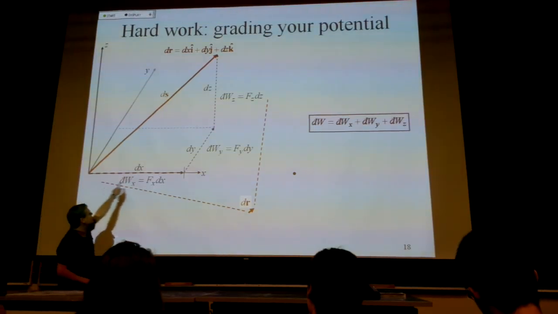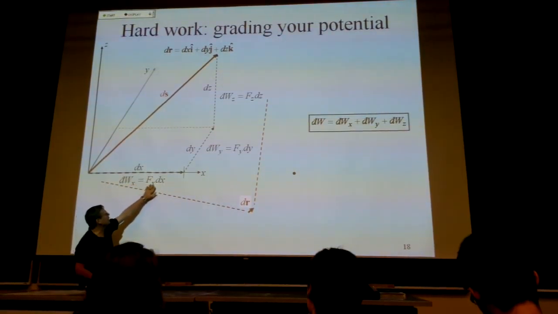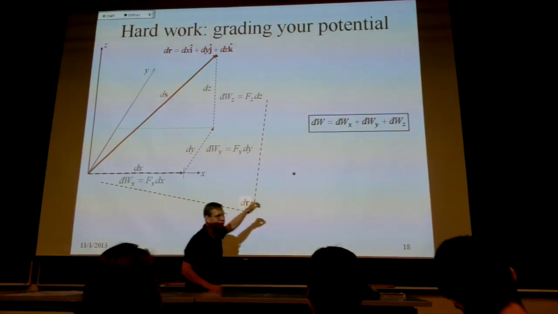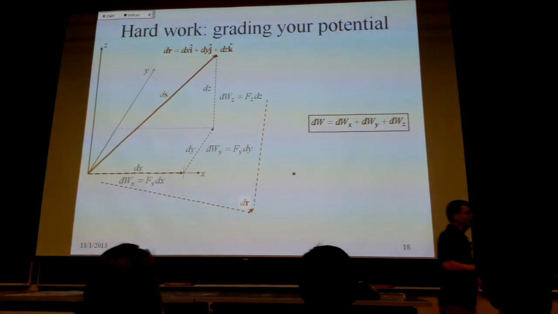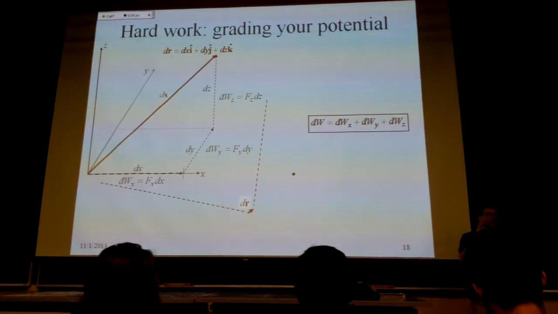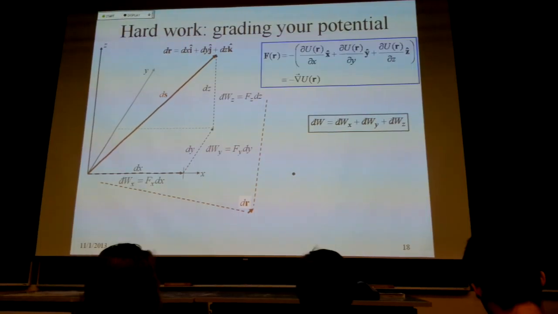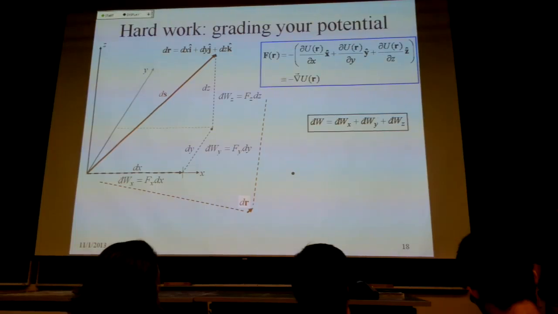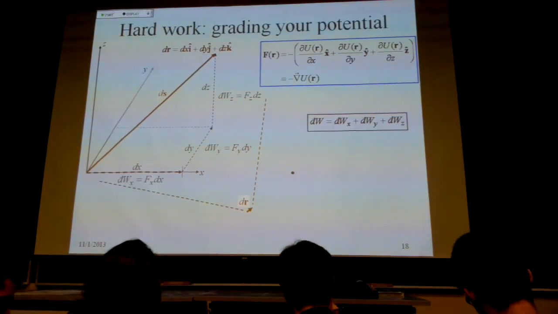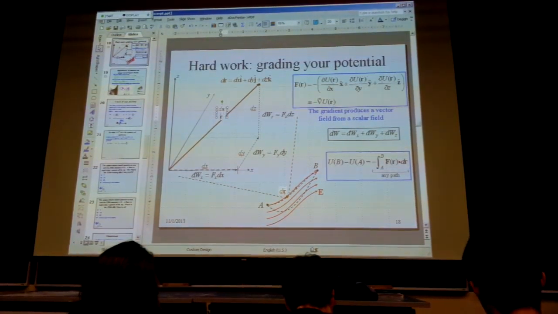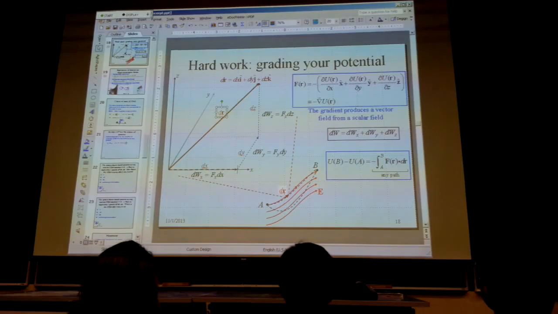We find that the x component of the displacement will do some amount of work that's related to the x component of the force. The y component will do some amount of work that's related to the y component of the force. The z component of displacement does some work related to the z component of the force. The total work done is just the sum of those three pieces of work. They're not components because work is not a vector. And so that leads to the gradient again. That's where the gradient derivation comes from. There, I fixed it.